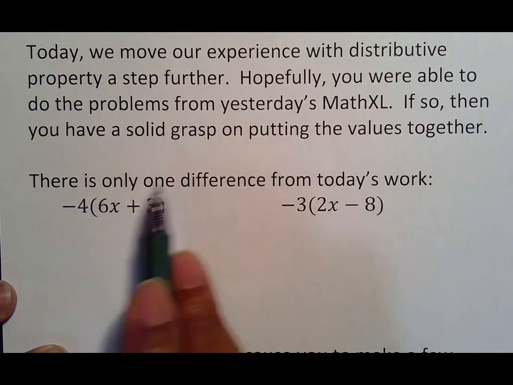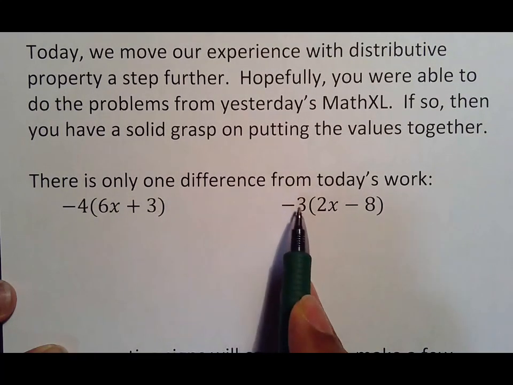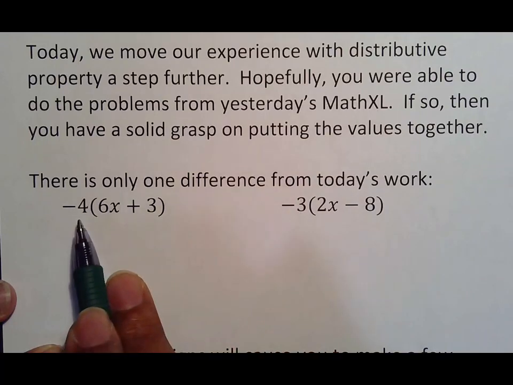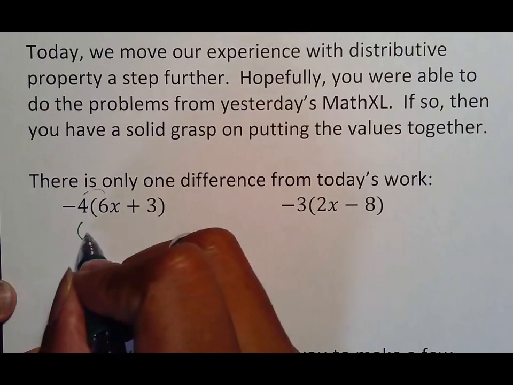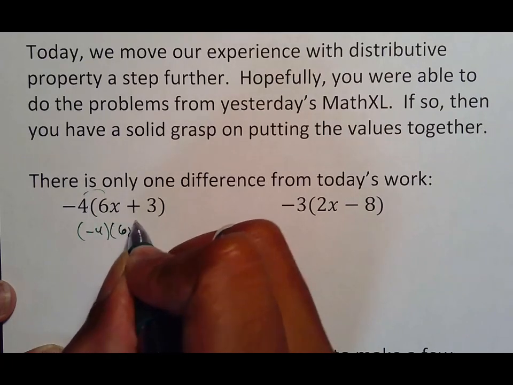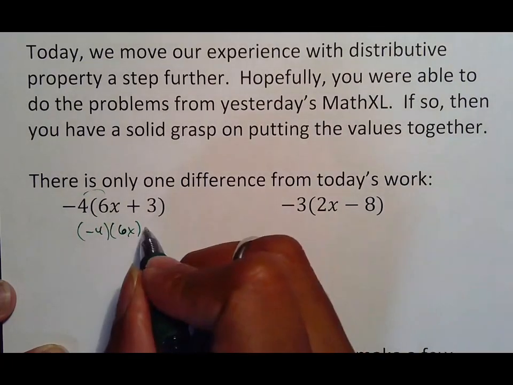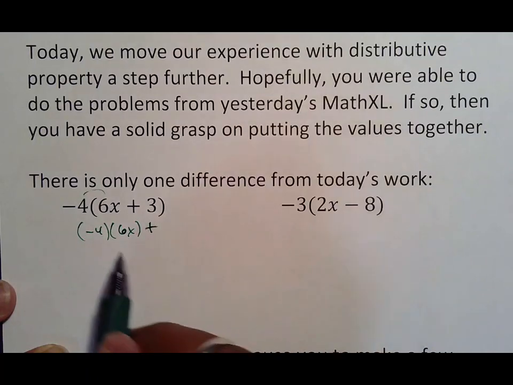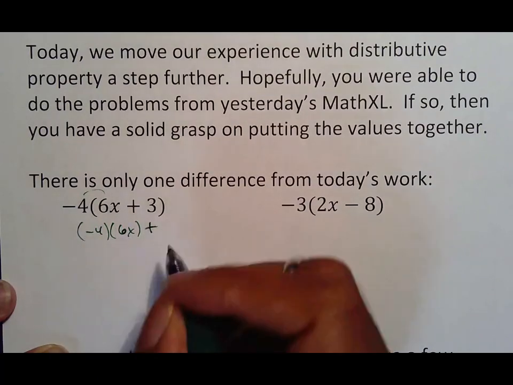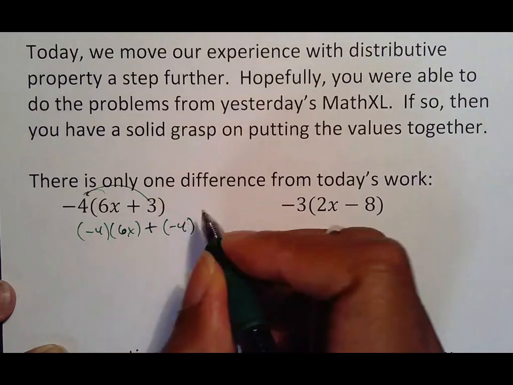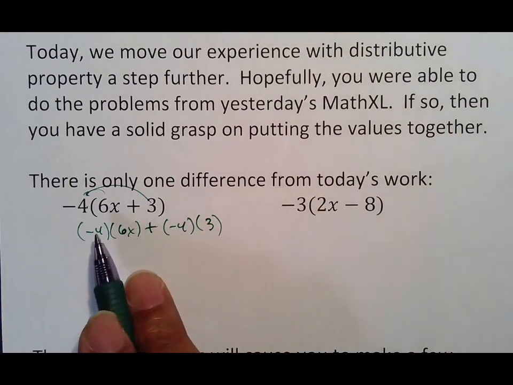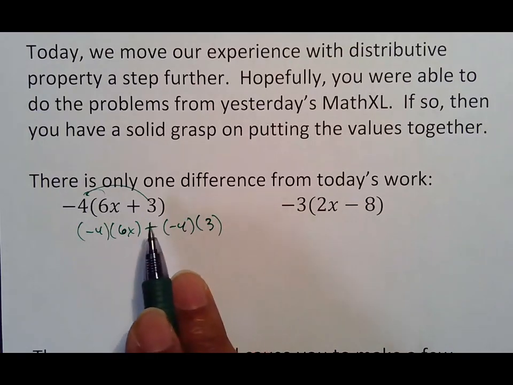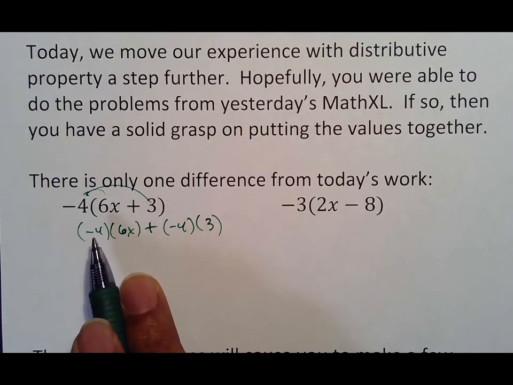There's only one difference, and that is that you will have a negative on the outside. And so you have to be careful when you actually show this work, because you don't just put 4 meets 6x. This is a negative 4 meeting 6x. You will still use a plus. Again, all this is tricky here, but you still use a plus, and this is still a negative 4 meeting a 3. And so as long as you get the part of putting the negative inside the parentheses and combining this with the plus, I think you should be good.